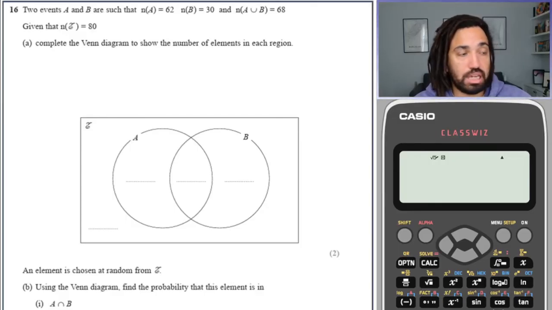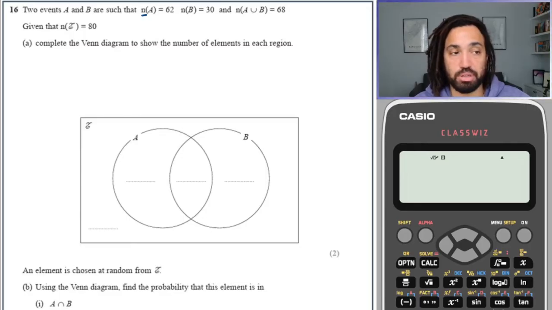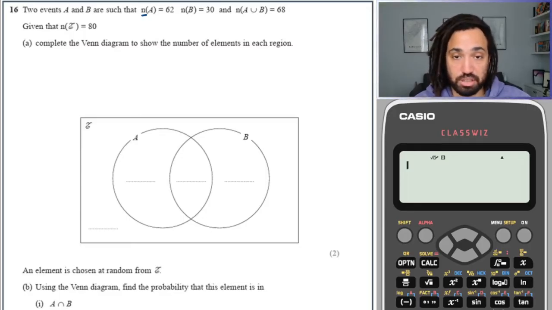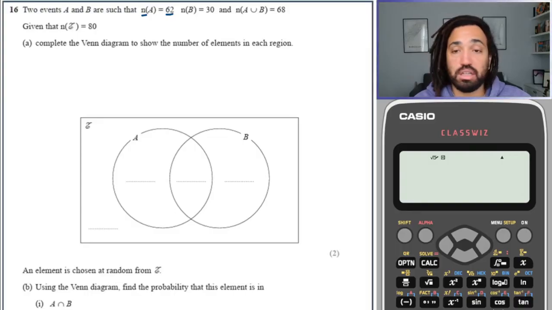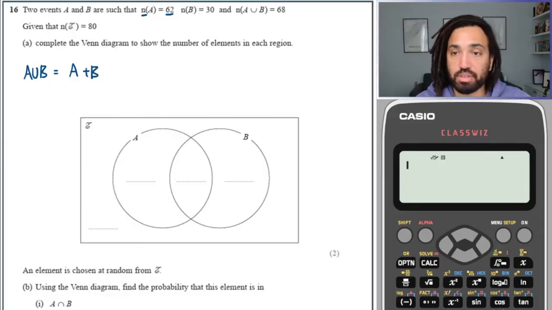Okay, next question, and we've got this n notation, which means the number of elements as opposed to a list of elements. It just tells you how many elements there are. And we've also got the union, and we've got A and B. So I'm going to use this formula that the union is the same as, if I add A and B together, well, let's see what happens when I add A and B together.